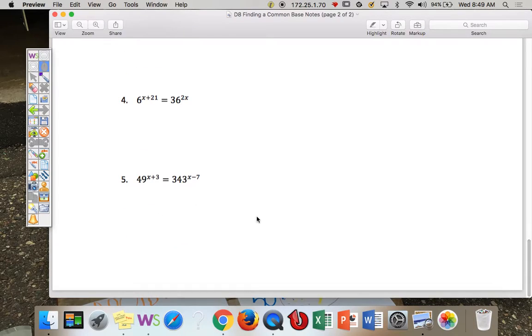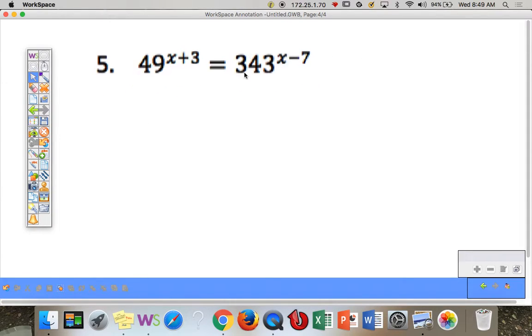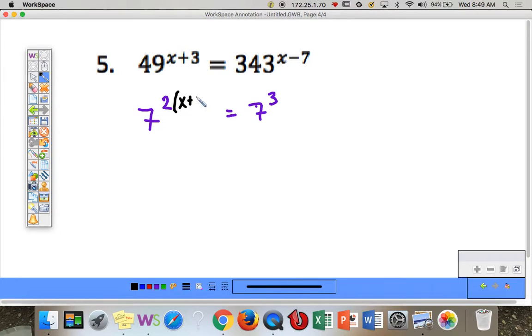And the last one, I'll make this one a little bit bigger here. We got 49 and 343. So we looked at the 49, we knew that was base 7, so 343 must also be base 7. So we have 7 squared. Let's try it. I'm going to try 7 to the third power, see what I get, and that works. 7 to the third power. Remember, the exponents we keep. So we have this x plus 3. Here we have this x minus 7. Now we can ignore the 7s. Let's look just at the exponents.